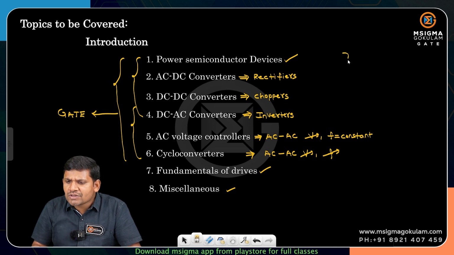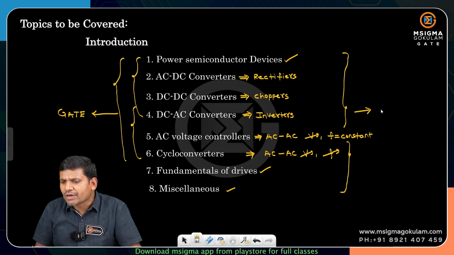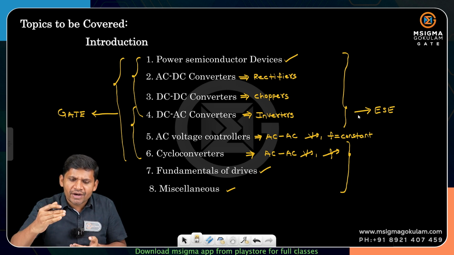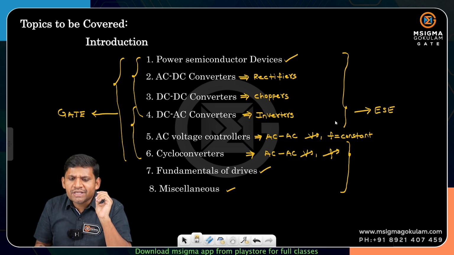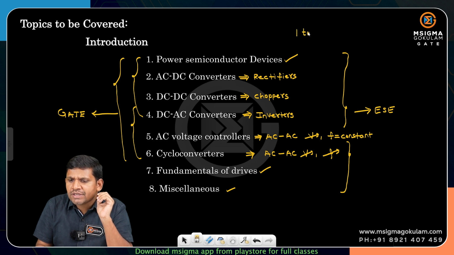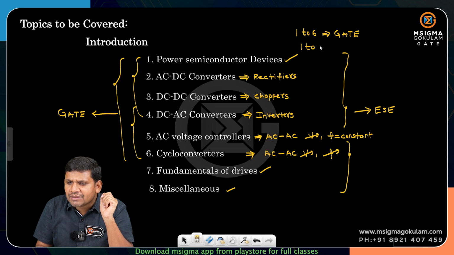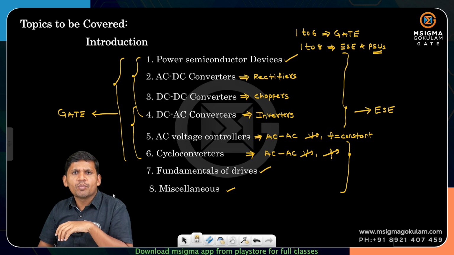Then all these topics are important with respect to the ESC point of view. As per the GATE and ESC syllabus, I divided it into 8 chapters. Chapters 1 to 6 are important from the GATE point of view. And chapters 1 to 8 are important for ESC, and from any other PSU's point of view also they are important, students.